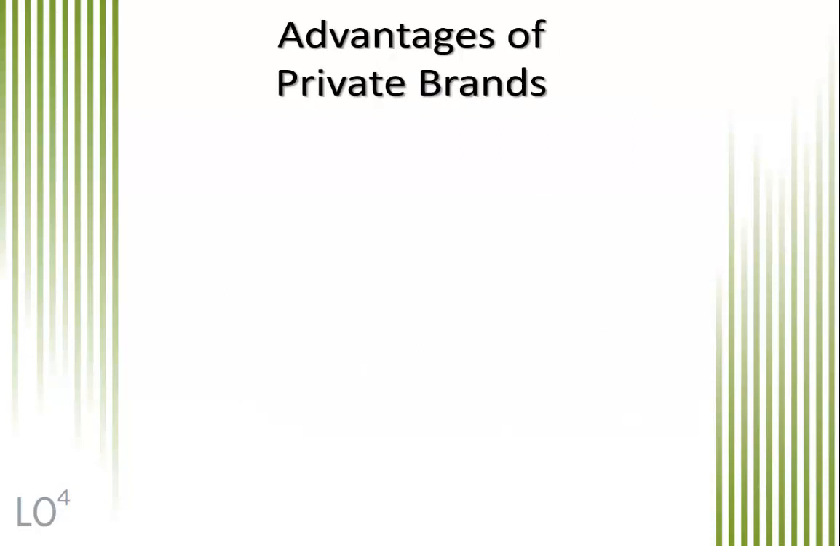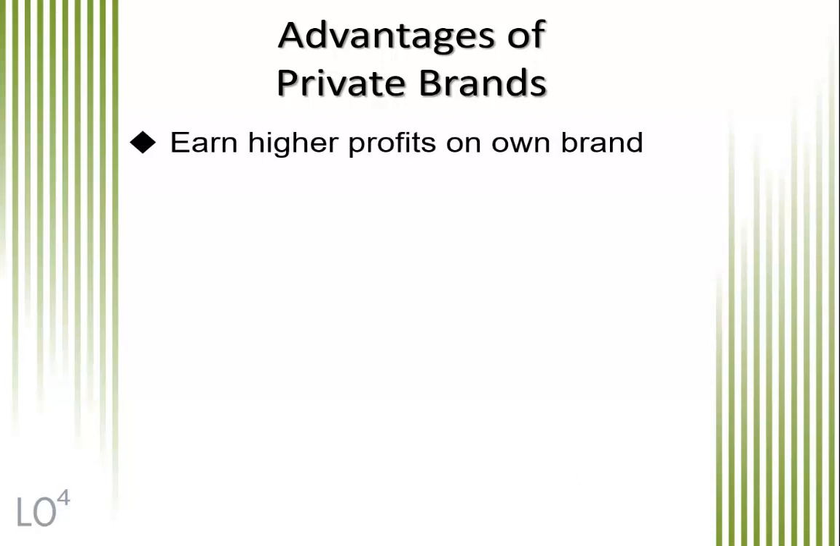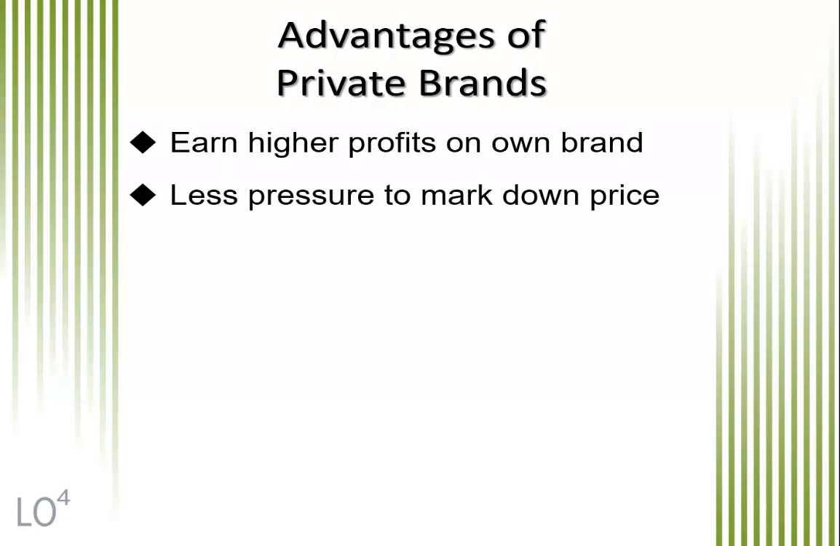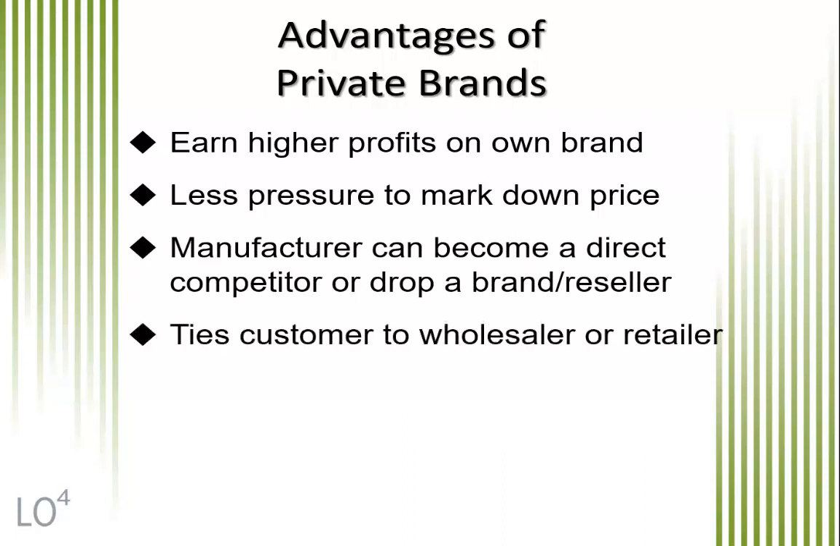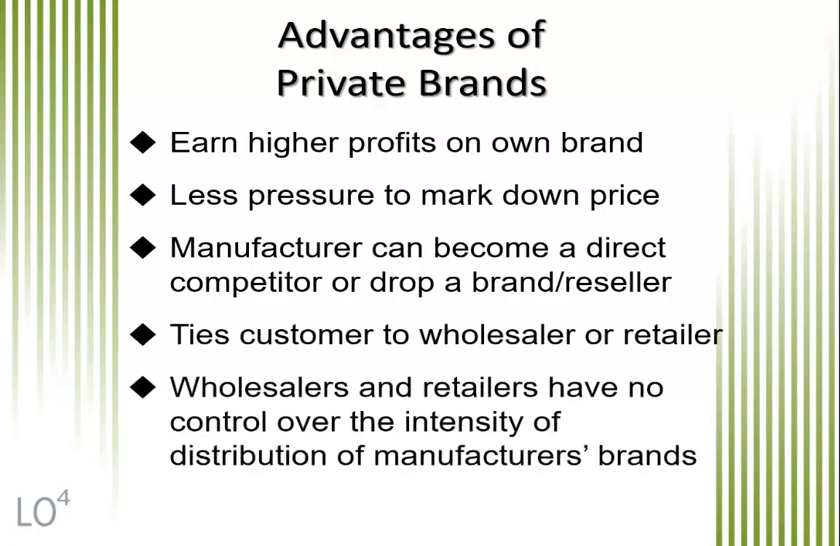There are also advantages of the private brands. First, they can earn higher profits on their own brand. Also, there is less pressure to mark down price. Manufacturers can become a direct competitor or drop a brand or reseller. It ties customers to a wholesaler or retailer such as Costco or Walmart. Wholesalers and retailers have no control over the intensity of distribution of a manufacturer's brand.